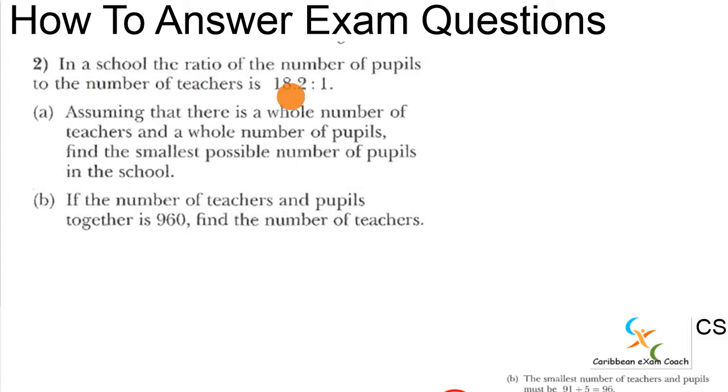Now in a school, the ratio of the number of pupils to the number of teachers is given as 18.2 to 1. That's the ratio. Assuming that there is a whole number of teachers and a whole number of pupils, find the smallest possible number of pupils in the school. Since you can't have half a teacher and half a student, you're dealing with whole numbers, right? Whole number of pupils, whole number of teachers. If the number of teachers and pupils together is 960, find the number of teachers.